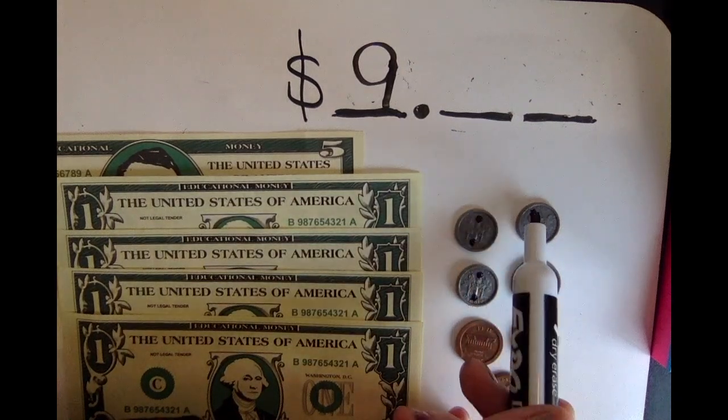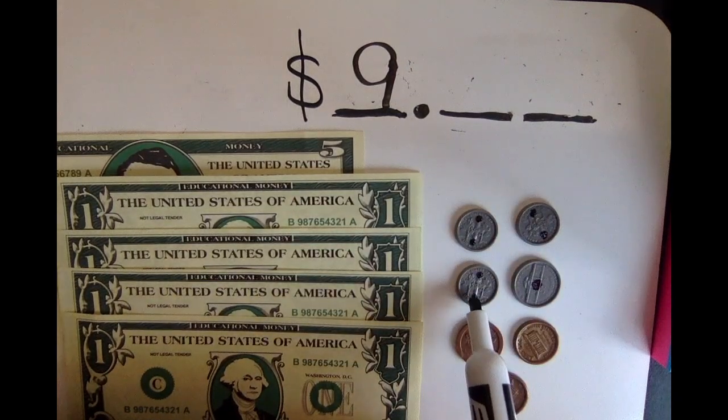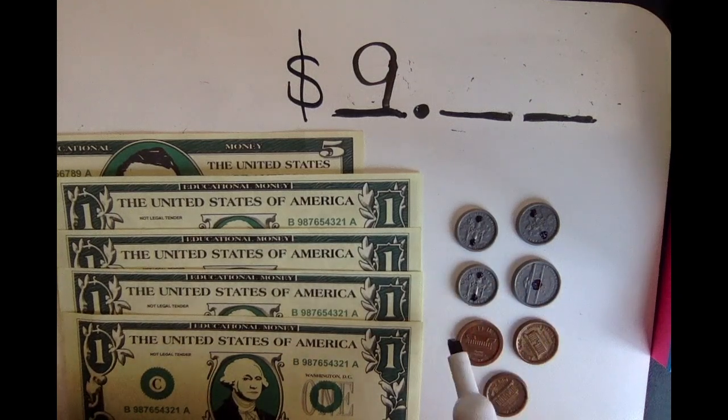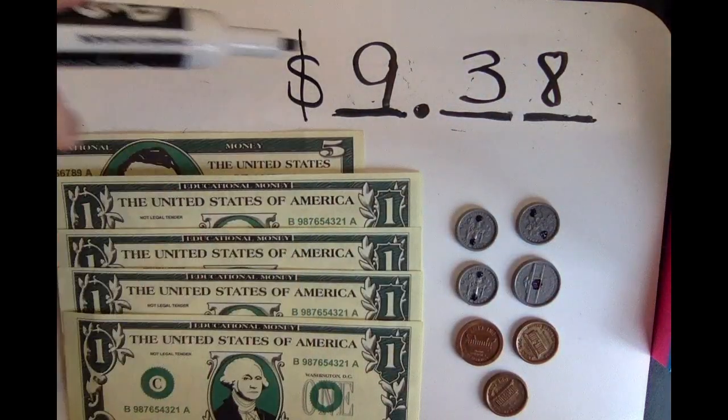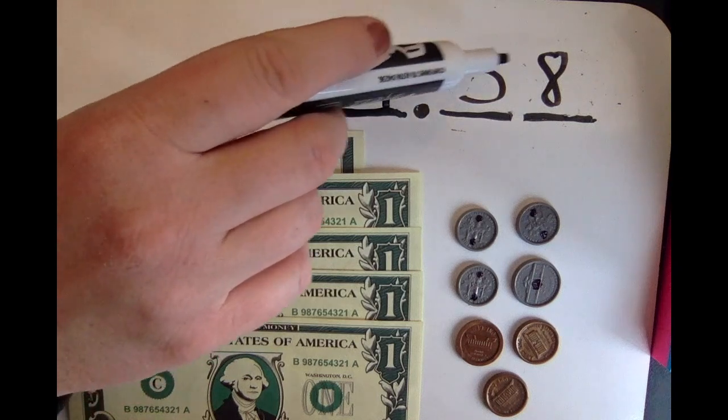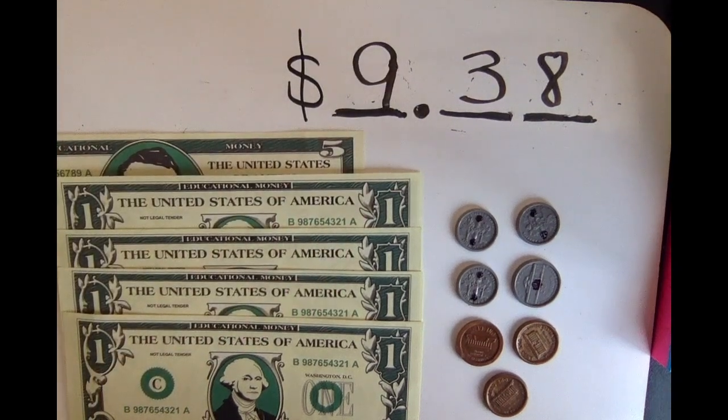$9. Okay, and now we can count our cents. 5, 10, 15, 20, 25, 30, 35. Stop. Because now we're going on to pennies. 36, 37, 38. Okay, so what do we have here? $9.38. Okay, let's do one more.